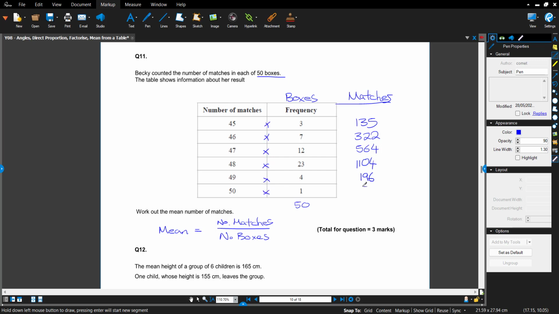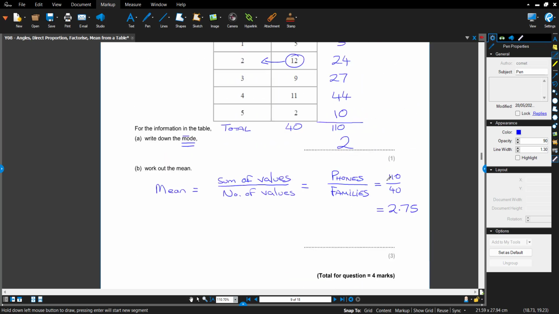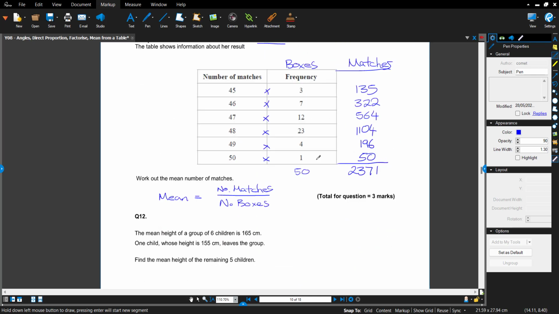1 times 50 is 50. So the actual number of matches is going to be 135 plus 322 plus 564 plus 1104 plus 196 plus 50. It says 2371. So 2371. This is the very same as what we did before, except it's just bigger numbers, okay? So we get them.